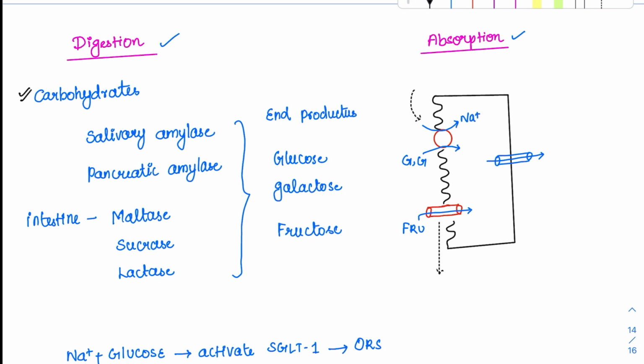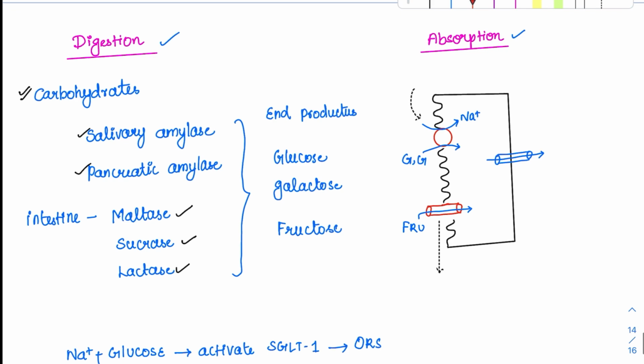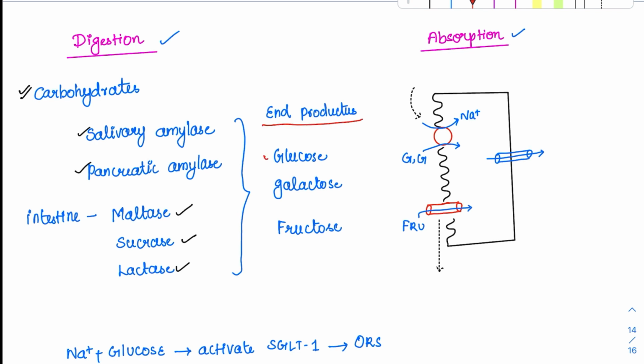Carbohydrates are digested by salivary amylase and pancreatic amylase, and there are other enzymes from the intestine, which are maltase, sucrase, and lactase. So these are all the enzymes which are going to act on the carbohydrates. Once they act, they will produce the end products, which are glucose, galactose and fructose. Now we have to remember the transporter for each of these substances.